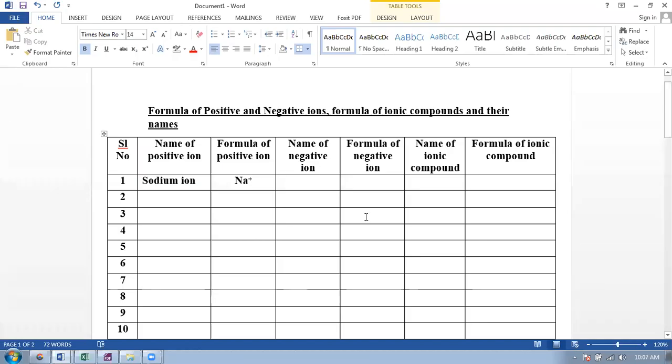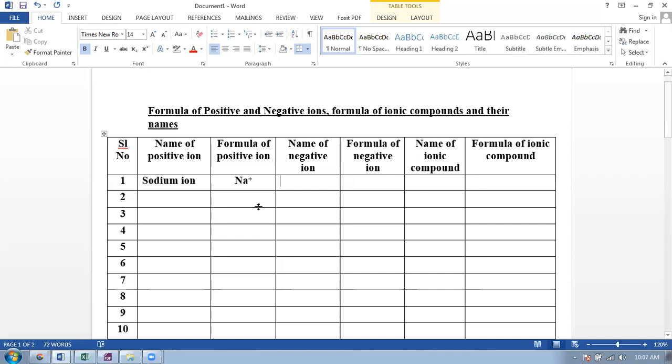So we are here to learn how to write the formula of ionic compounds. To write the formula of ionic compounds, we must know the formula of the ions, positive ions and negative ions. If we know the formula of positive and negative ions, then we can write their name and we can make the formula of ionic compounds.